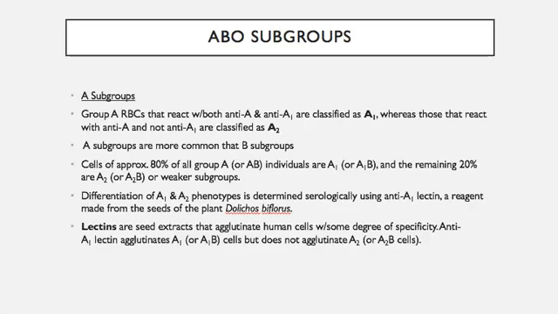A subgroups are more common than B subgroups. Cells of about 80% of all group A or group AB individuals are A1 or A1B, in the circumstance that you've got an AB individual. The remaining 20% are A2 or A2B or weaker subgroups. So the differentiation between the A1 and A2 phenotype is determined serologically using the anti-A1 lectin. That's the reagent I mentioned just a minute ago that's made from the Dolichos biflorus.